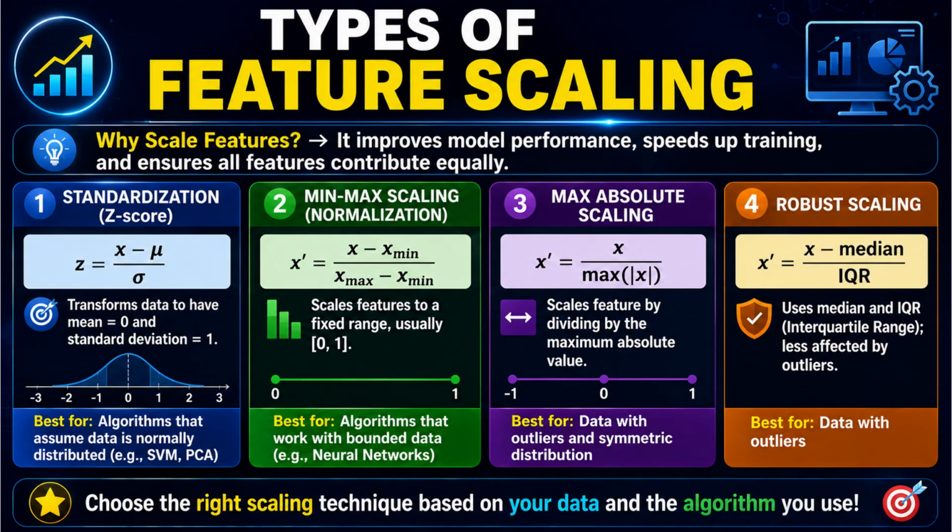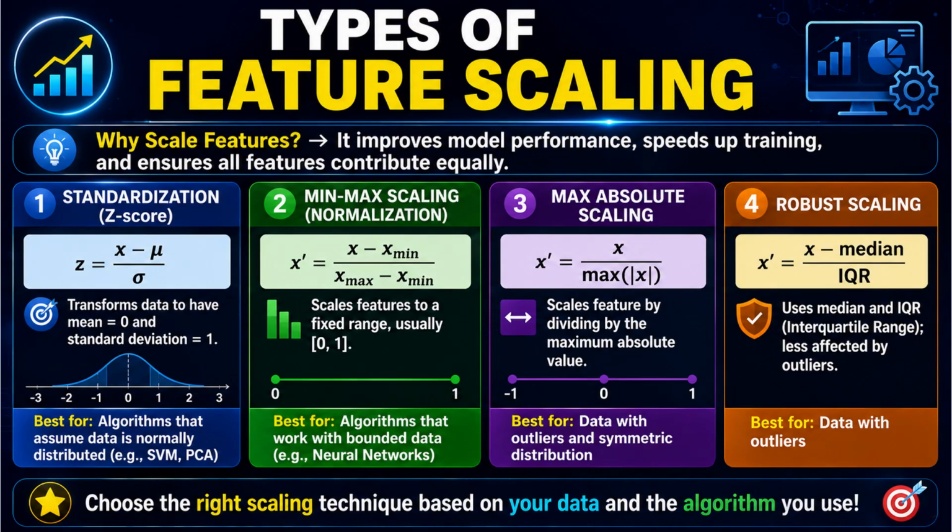Right, there are many methods of feature scaling. For example, standardization, which is called the z-score. It transforms data to have a mean of 0 and standard deviation of 1. This is best for certain algorithms like SVM and PCA. Then you have min-max scaling, which is normalization. It scales features to a fixed range, usually between 0 and 1. This is best for neural network type of algorithms.